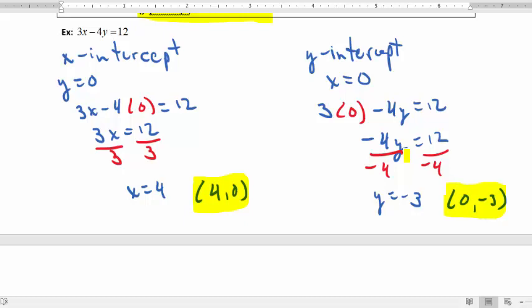Because if you ever want to graph a line, you really only need 2 points. So I have 2 points, 4, 0 and 0, negative 3. If I wanted to graph that line, just plot those points, connect. I'm done. Which is basically what I just did before with the graph, right? I found those intercepts and just connected them. So that's actually the first method that we have of graphing lines, graphing by the intercepts.